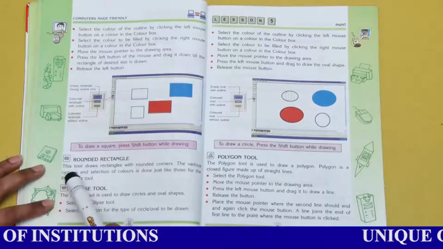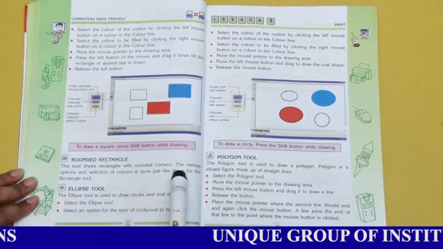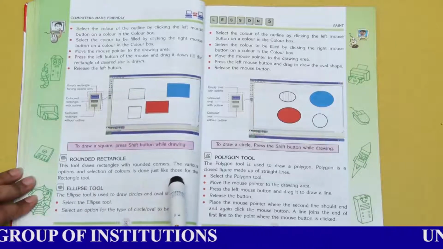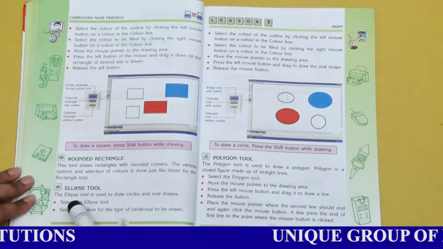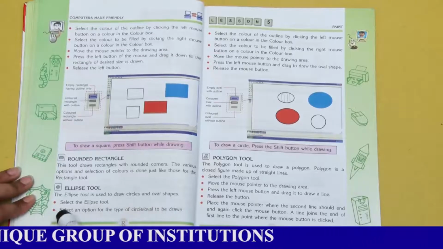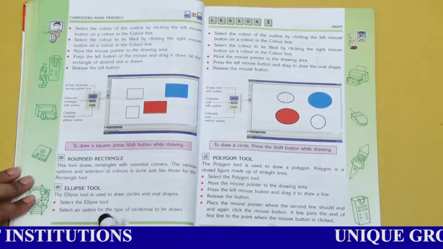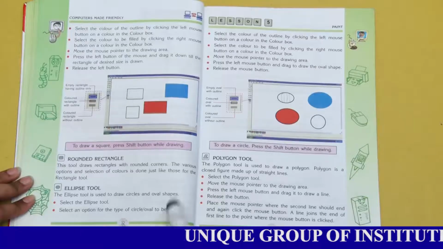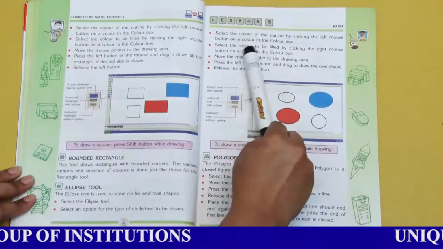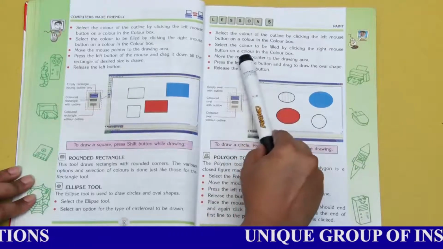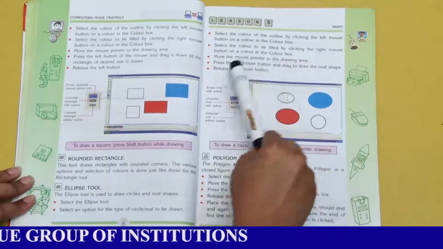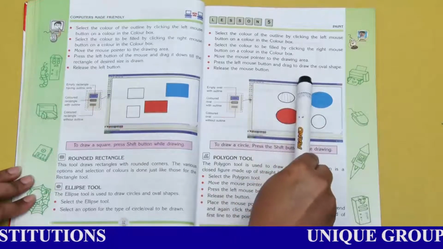Rounded rectangle. This tool draws a rectangle with rounded corners. The various options and selection of colors is done just like those of the rectangle tool. Ellipse tool. The ellipse tool is used to draw circle and oval shapes. Select the ellipse tool. Select an option for the type of circle or oval to be drawn. Select the color of the outline by clicking the left mouse button on the color in the color box. Select a color to be filled by clicking the right mouse button on a color in the color box. Move the mouse pointer to the drawing area.